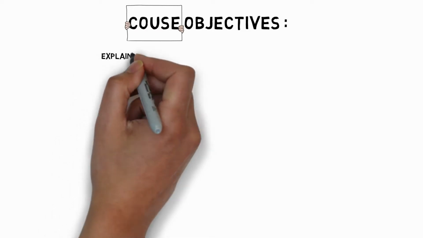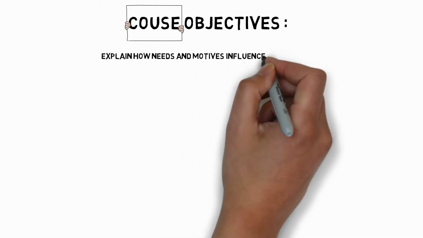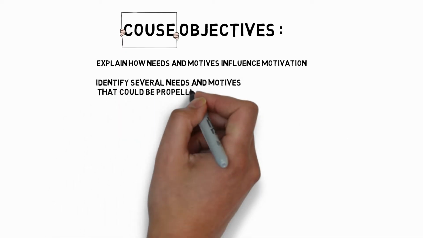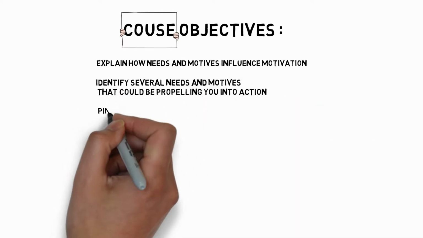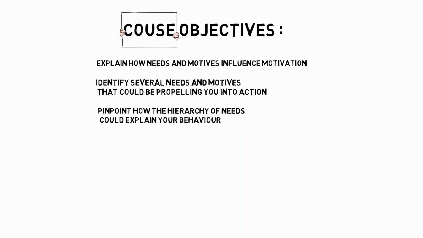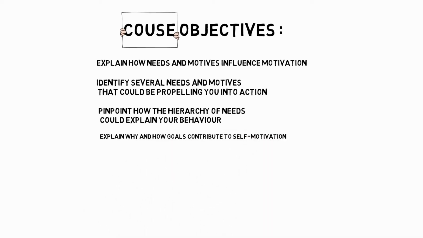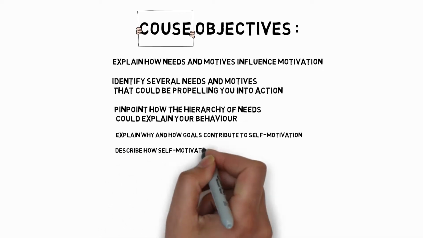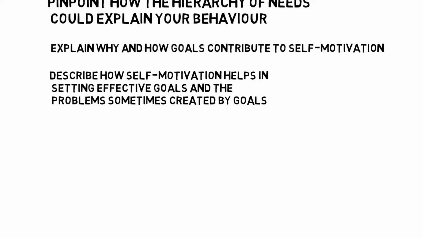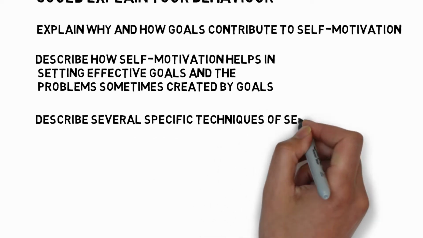So, moving on to point number 1, you will be able to explain how needs and motives influence motivation. Point number 2, identify several needs and motives that could be propelling you into action. Point number 3, pinpoint how the hierarchy of needs could explain your behavior. Point number 4, explain why and how goals contribute to self-motivation. Point number 5, describe how self-motivation helps in setting effective goals and the problems sometimes created by goals. Point number 6, describe several specific techniques of self-motivation.